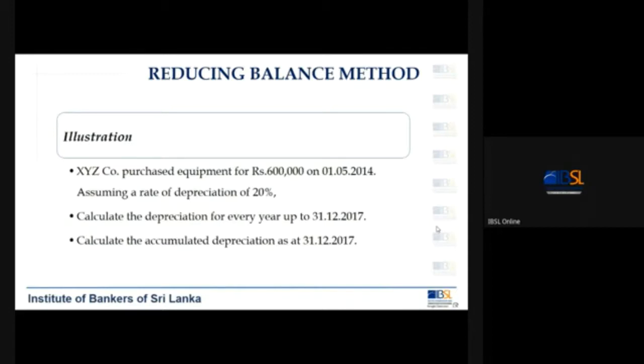So the company, the cost is 600,000 and the date of purchase is 1/5/2014. They are assuming a depreciation rate of 20%. Then calculate the depreciation for every year.